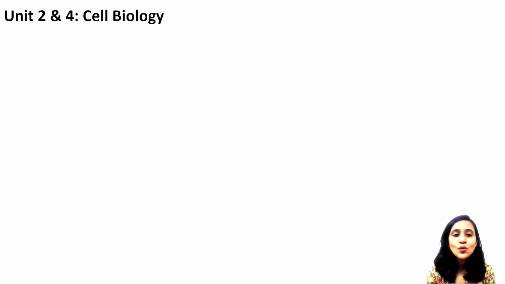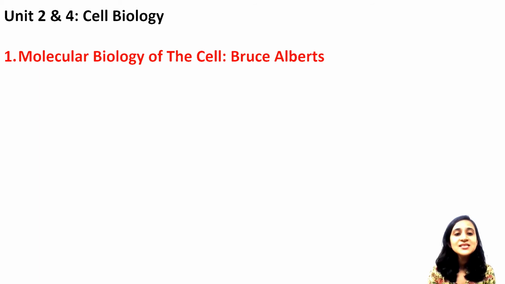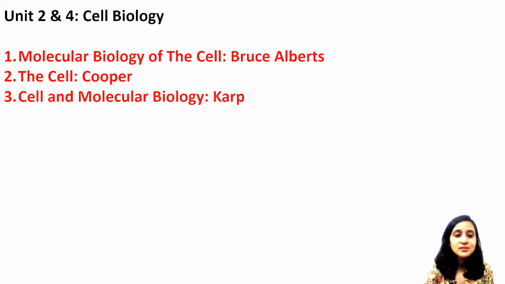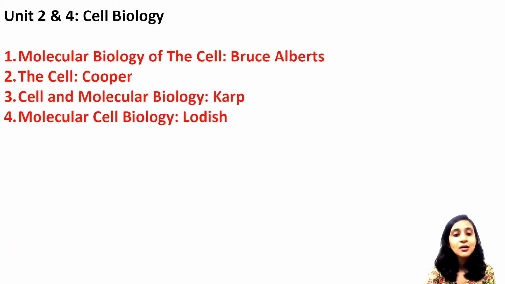Here unit 2 and 4 have cell biology. In both the units you will get cell biology. So for that, first is Molecular Biology of the Cell, Bruce Alberts. This is very good book. Second is The Cell, Cooper. Third is Cell and Molecular Biology by Karp. And then Molecular Cell Biology by Lodish. So among these 4 books, my all-time favorite is Karp and Lodish. But yeah, Bruce Alberts is very good book to clear your all concept or clear your all doubts.